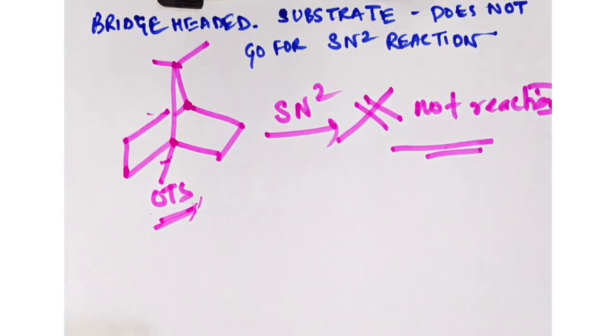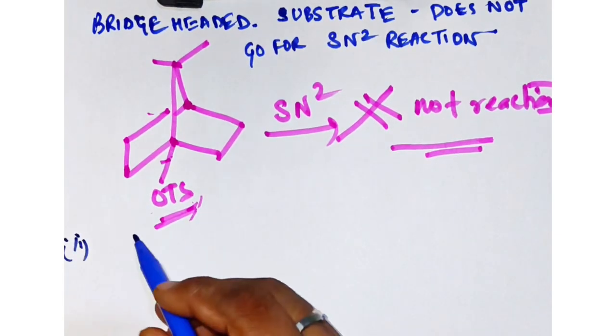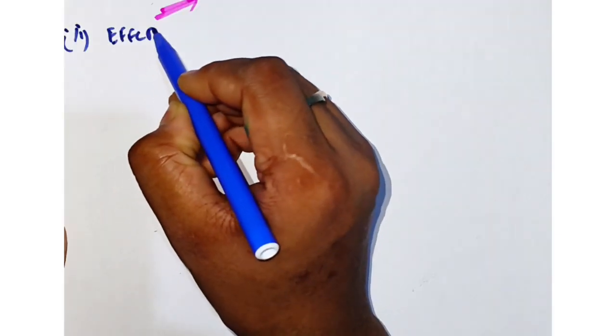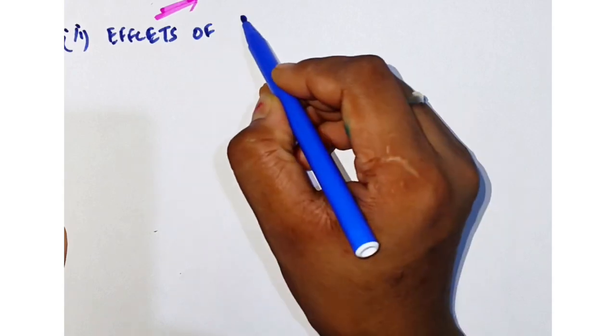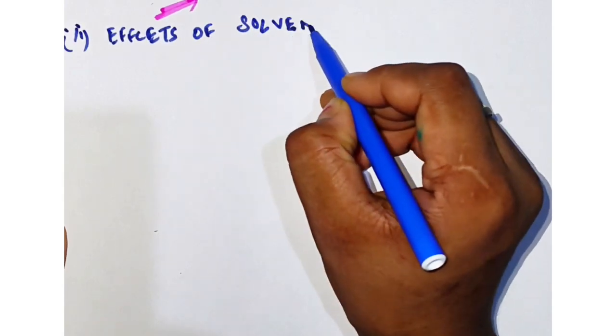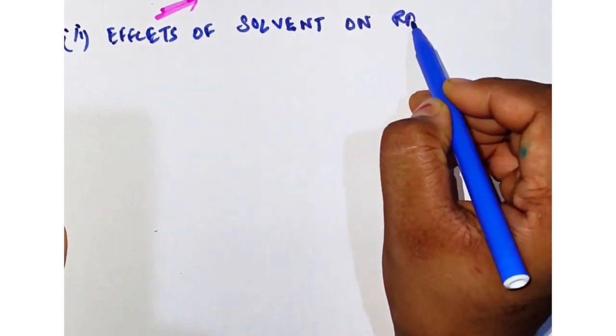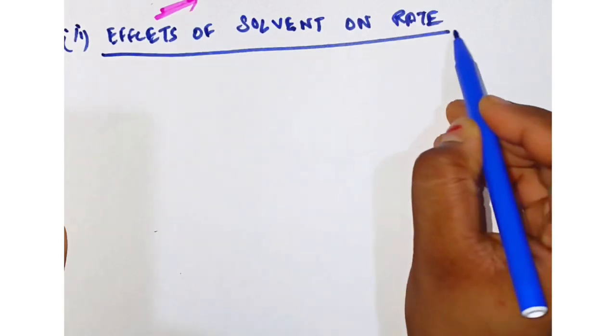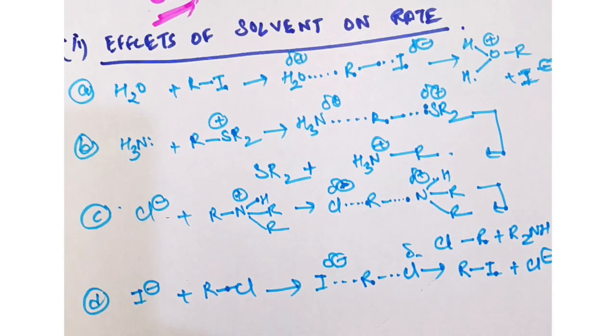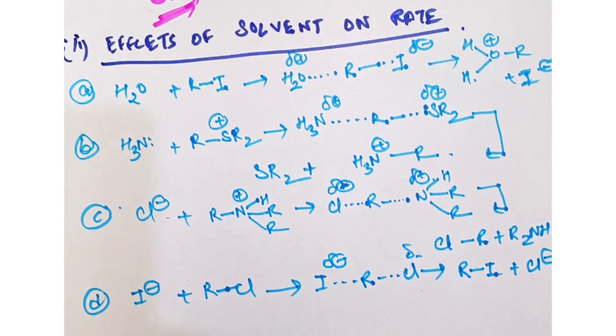Now we have discussed the different kinds of structural effects on the SN2 reaction rate. Second, we will see the effects of the solvent on rate. See here, the effect of the solvent on the rate of your SN2 reaction does not depend on whether it is a protic solvent or an aprotic solvent.